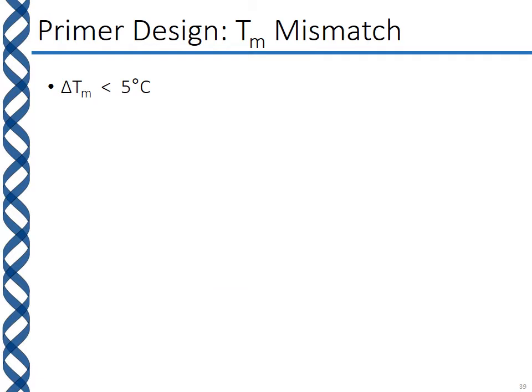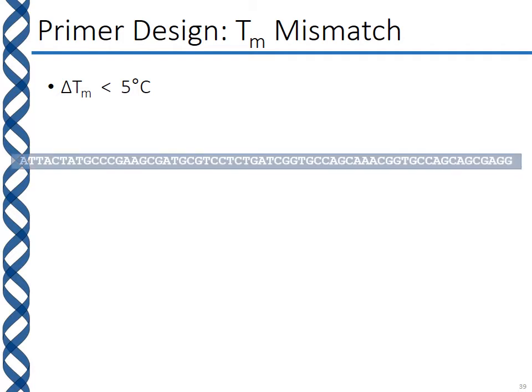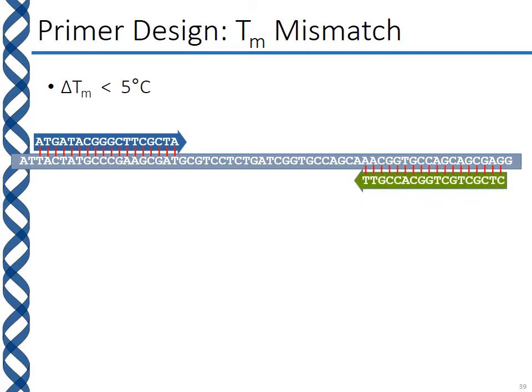Okay, now let's take a look at TM mismatch. So you typically want your delta TM to be less than 5 degrees. Let's take a look at why you want that. With this example sequence that we have here, we have our forward primer binding in this location, and we have our reverse primer binding in this location.